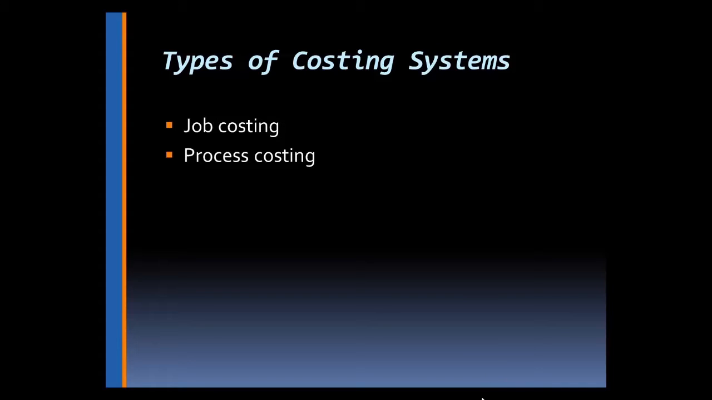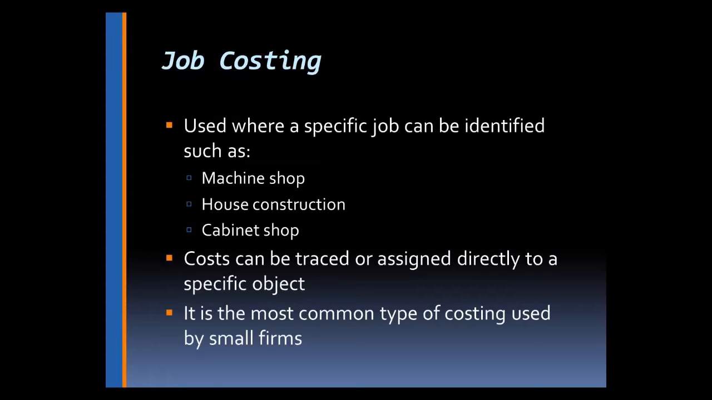There are two types of costing systems we use, job costing and process costing. And all companies will use one or the other of these two types of costing systems. Job costing is used where you can specifically identify with the job.